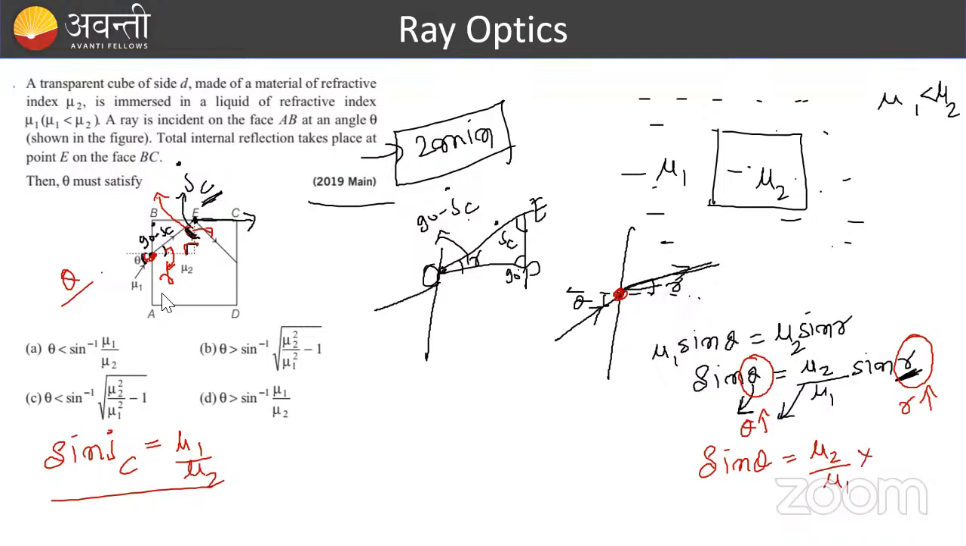If this is IC, R will be 90 minus IC. So sine of 90 minus IC is equal to cos IC. So it is μ2 by μ1 cos IC. Now see, the value of sine IC we are having; how much will cos IC be? If you know sine theta, you can easily calculate cos theta.